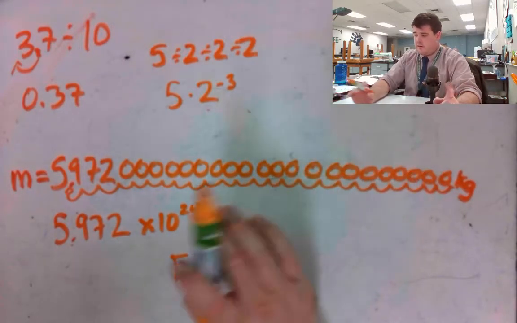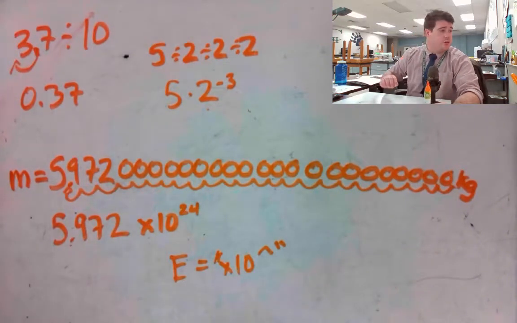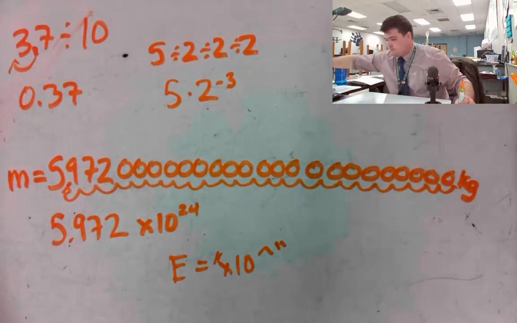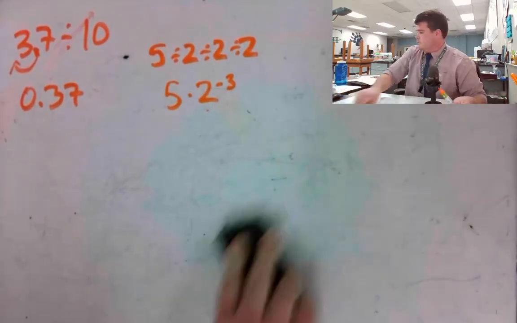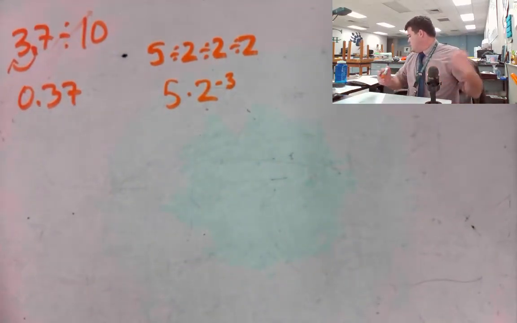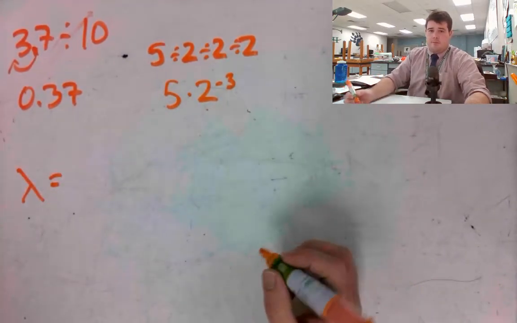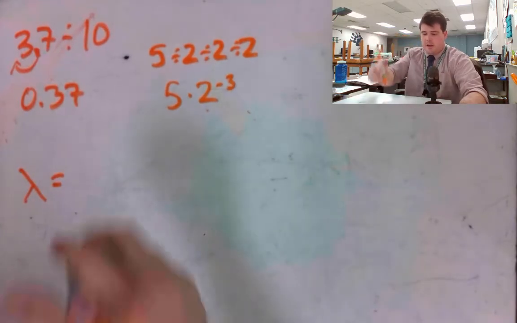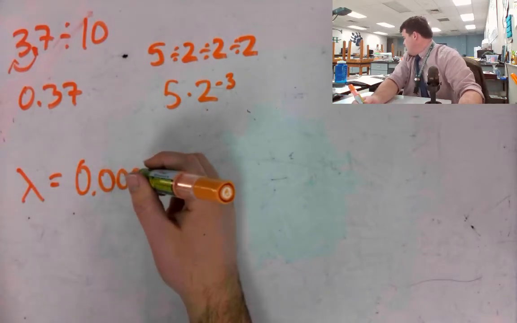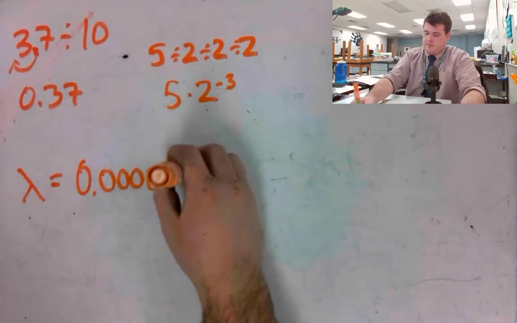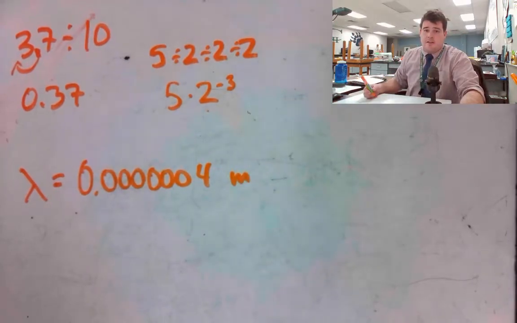Let me show you a different kind of example. What if instead of being a big number, it's an incredibly small number? So we've got this number. This is the wavelength of light for purple light. If you measure the light waves as they fly past, this is how big they are. This one is 0.000, I've got to count, 1, 2, 3, 4, 5, 6, 4 meters. Okay, this is an incredibly small number.